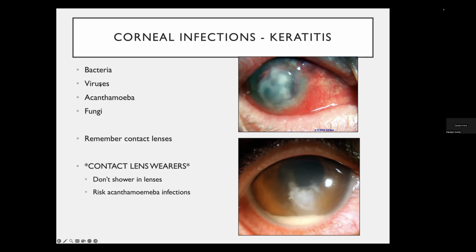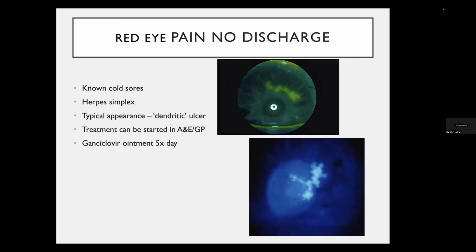You can also get, if you're immunocompromised, you're much more open to having fungal infections, and that can cause some quite nasty corneal ulcers as well. Okay. This is something that causes a painful red eye and is treatable, and anybody can start treatment for this.